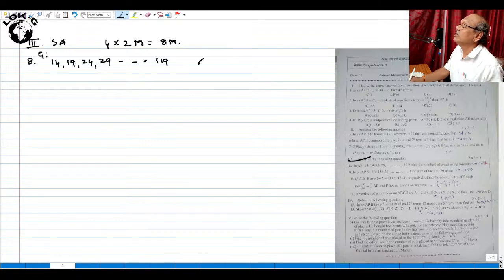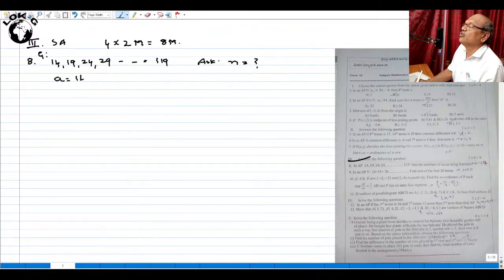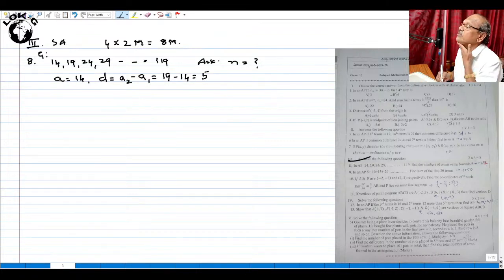What are you asked to find out? You must carefully note down what is asked. You are asked to find out n is equal to question mark. First of all, you collect the data. What is the first term in this problem? The first term is 14. And what is the common difference? Common difference is obtained by taking any term minus the previous term. Let us take the second term minus the first term, that is 19 minus 14. If you take any two consecutive terms, the difference is constant. Is that not the definition of the common difference? 19 minus 14 is 5. Okay, you got d is equal to 5.